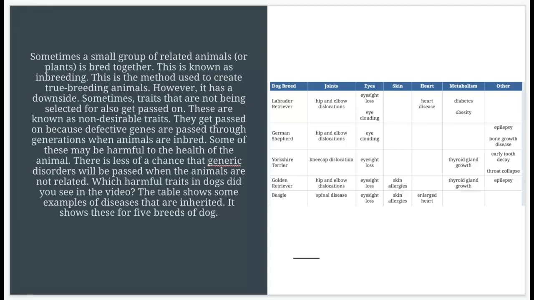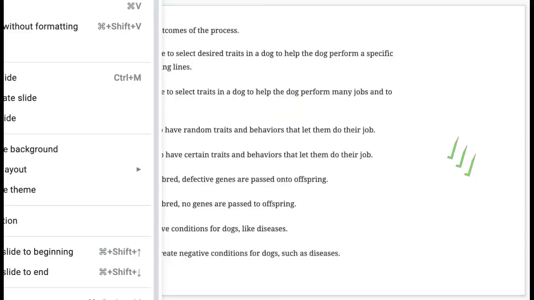My sister has German Shepherds. I will say that they have had both hip and elbow dislocations in their older, larger dog. I haven't seen eye clouding, but sometimes they also suffer from epilepsy and bone growth diseases. These are undesirable characteristics that sometimes come along with a purebred dog, because those purebred dogs have been closely bred as a group. They're closely related to one another, and sometimes when that happens, undesirable things come along. So I'll ask you to take a look at that table and make some sense of it and see some of those undesirable traits that come along with the desirable ones.